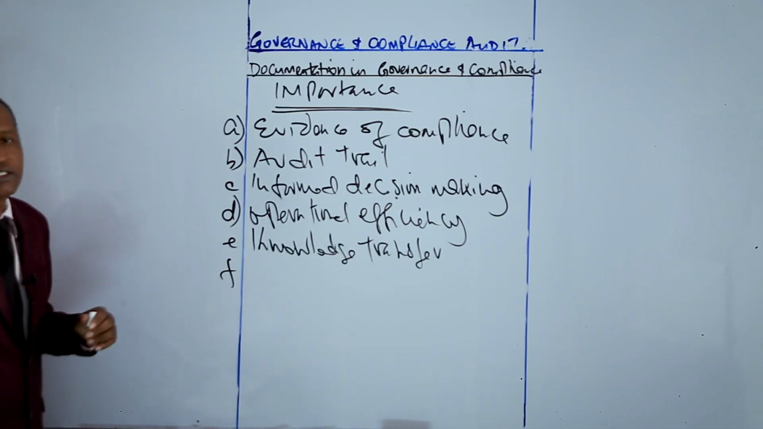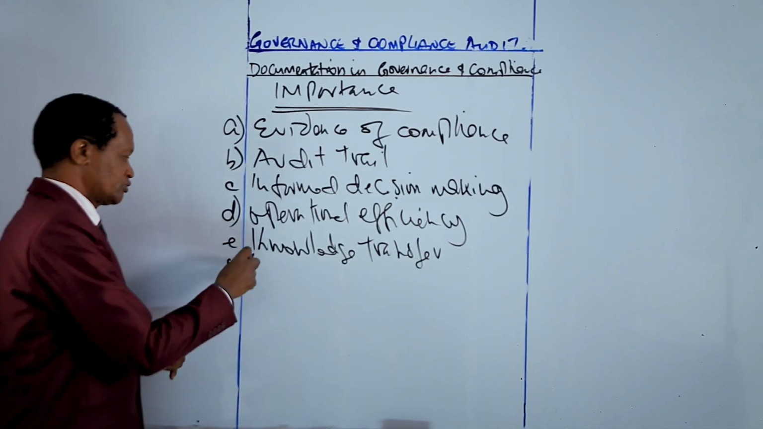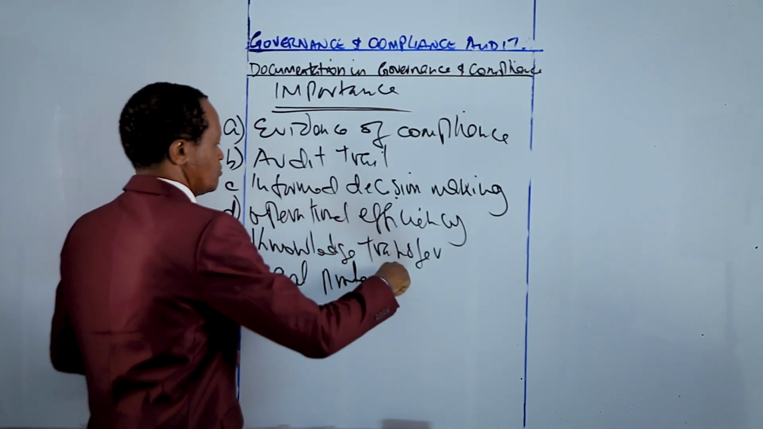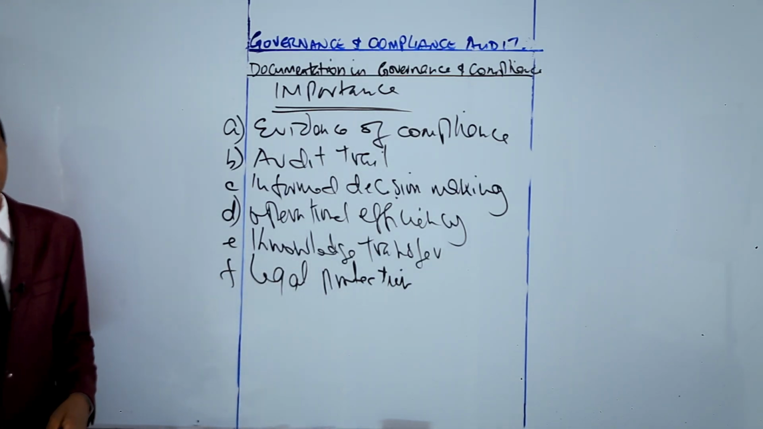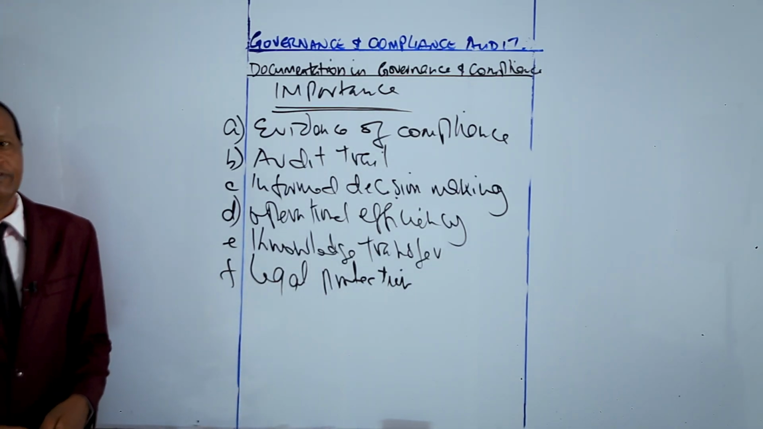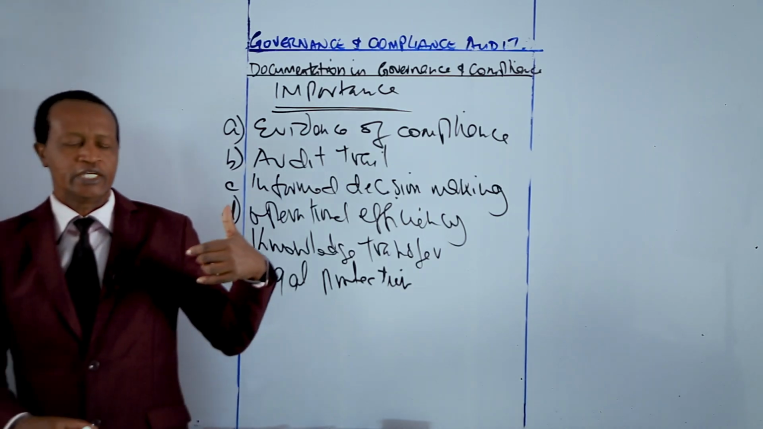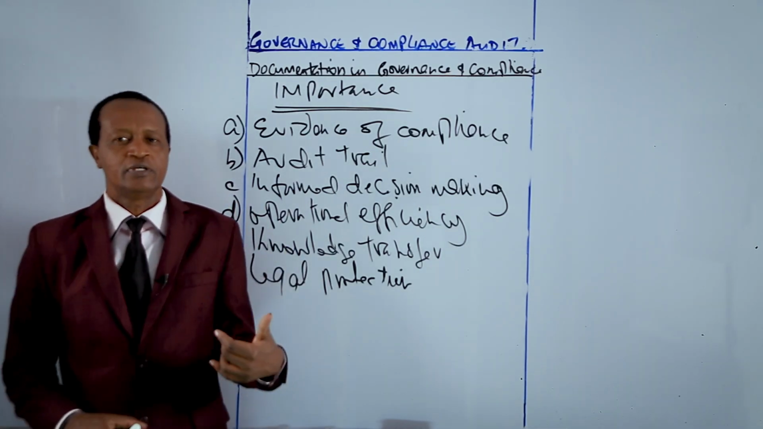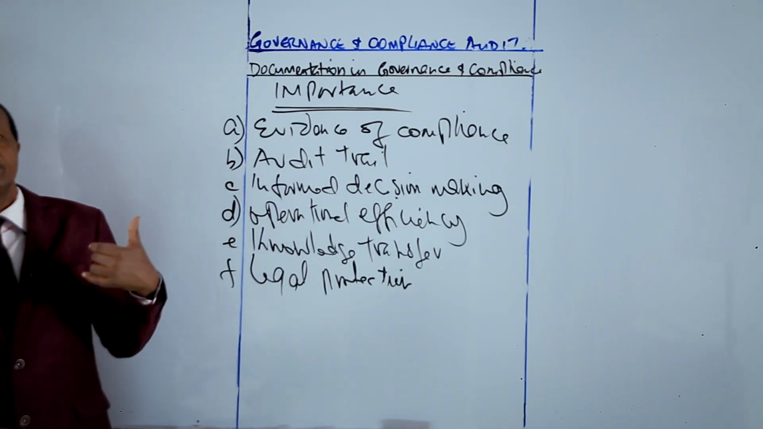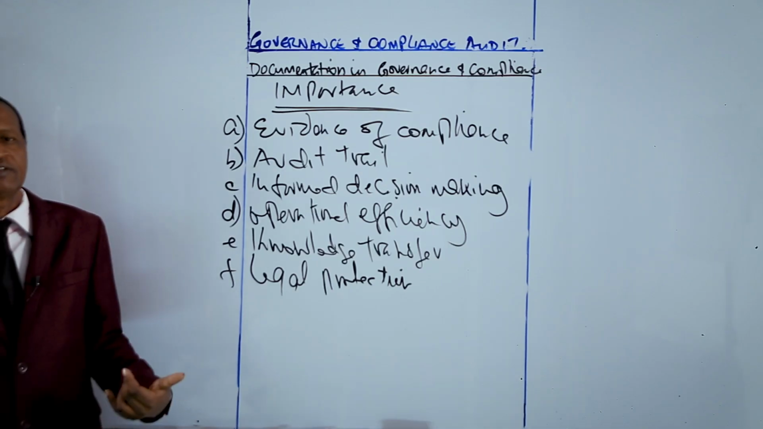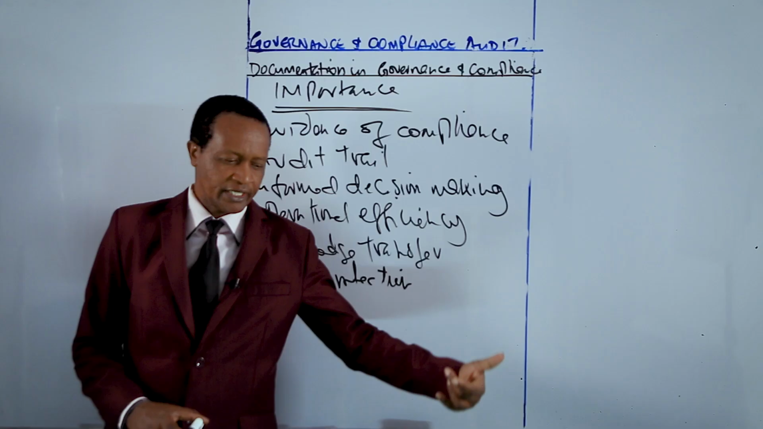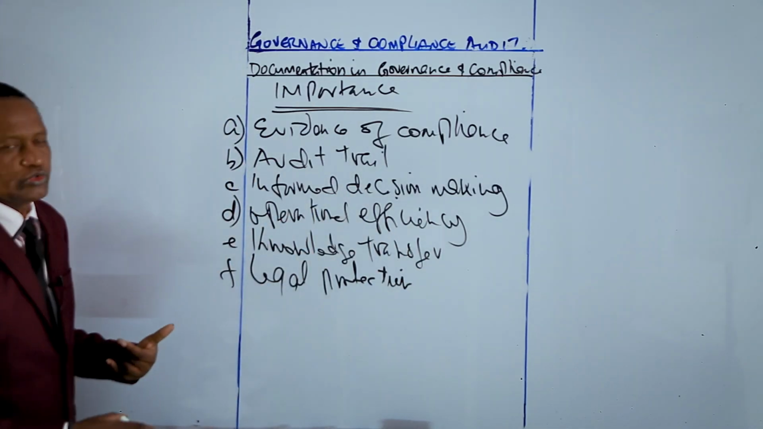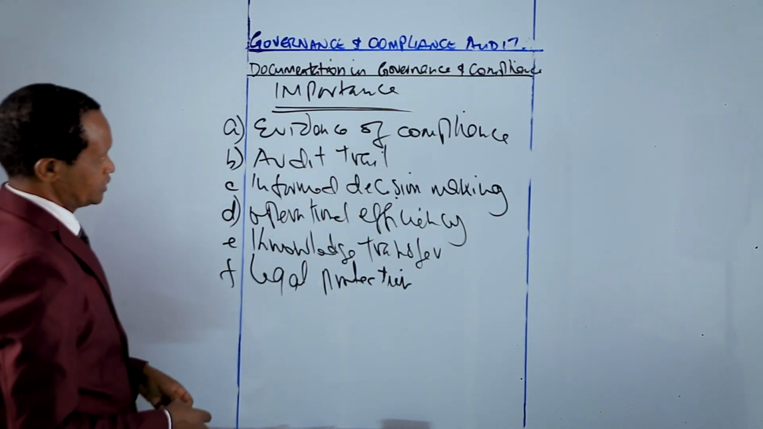Then lastly, we have legal protection. Documentation is critical for the purposes of legal protection. In the event of a dispute or in the event of litigation, comprehensive documentation serves as a robust defense, demonstrating that the organization made a good faith effort to comply with laws or applicable requirements.